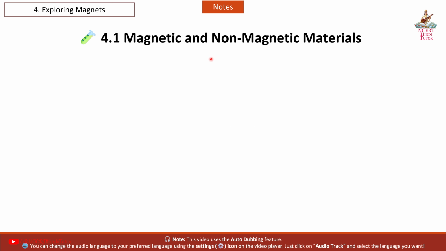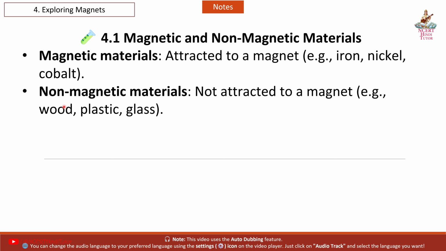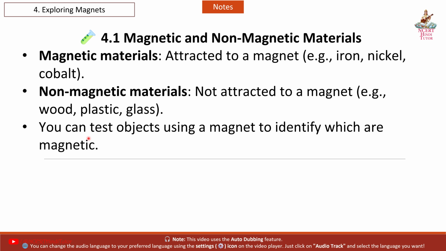4.1 Magnetic and non-magnetic materials. Magnetic materials are attracted to a magnet, for example iron, nickel, cobalt. Non-magnetic materials are not attracted to a magnet, for example wood, plastic, glass. You can test objects using a magnet to identify which are magnetic.